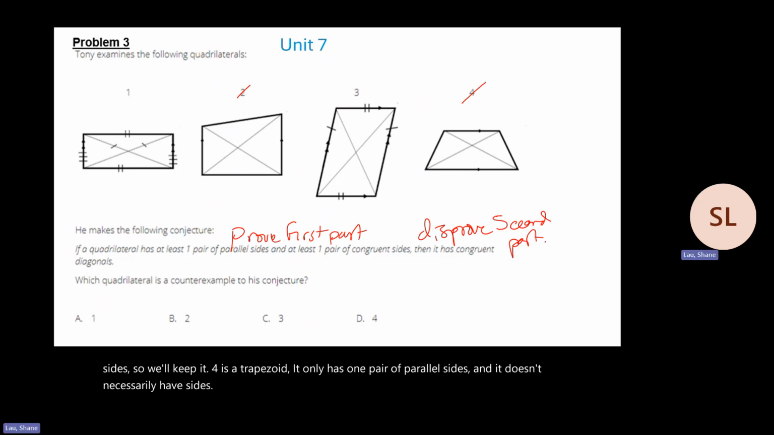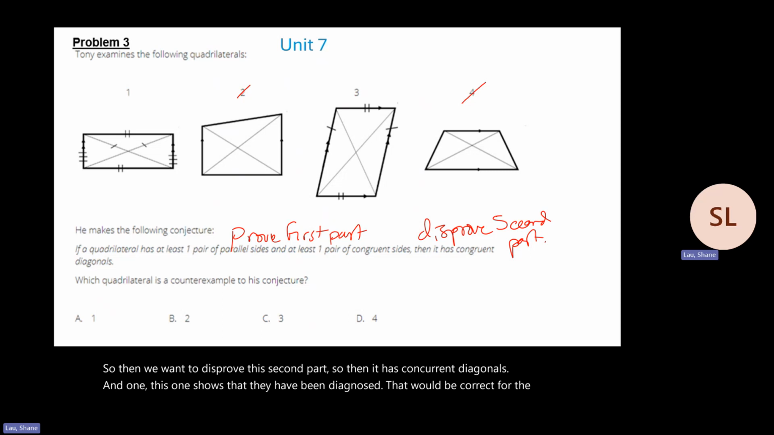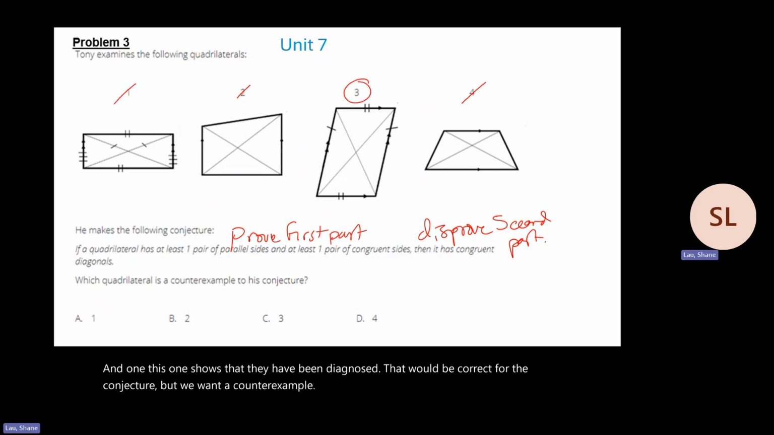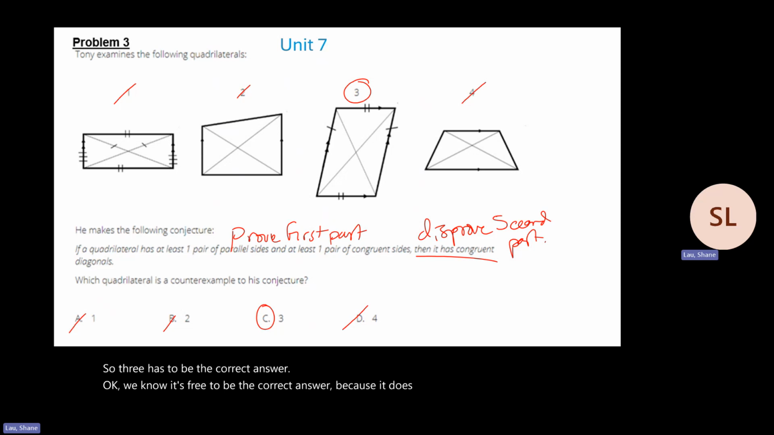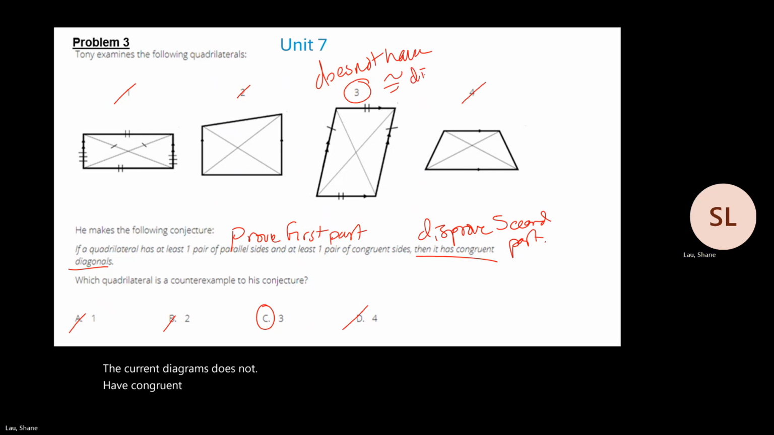Okay. So then we want to disprove the second part. So then it has congruent diagonals. Well, in 1, this one shows that they have congruent diagonals. That would be correct for the conjecture, but we want a counterexample. So 3 has to be the correct answer. We know 3 to be the correct answer because it does not have congruent diagonals. So disproved the second part. And this is what we call the counterexample.